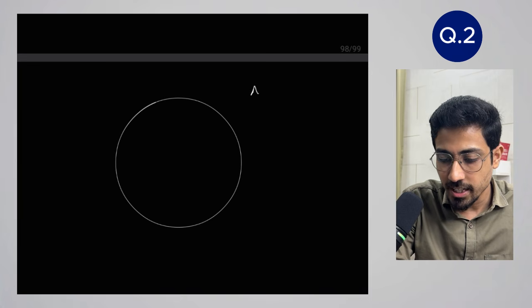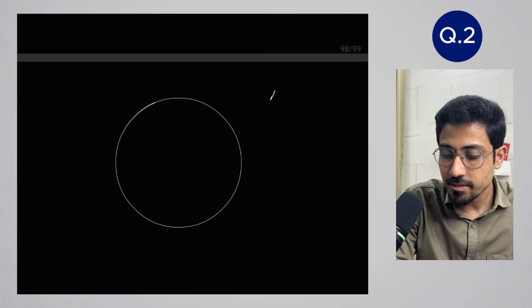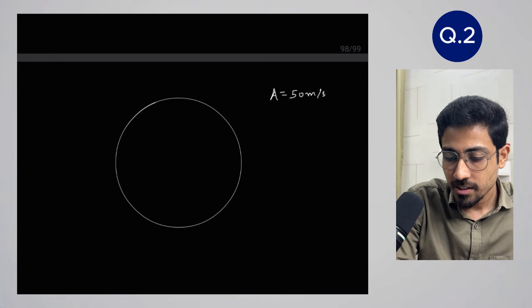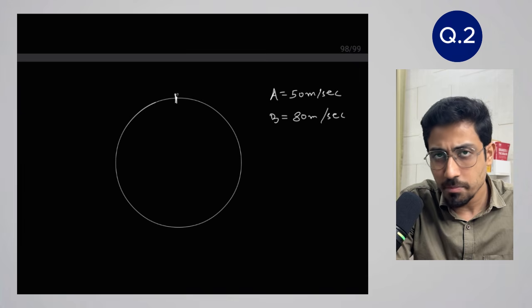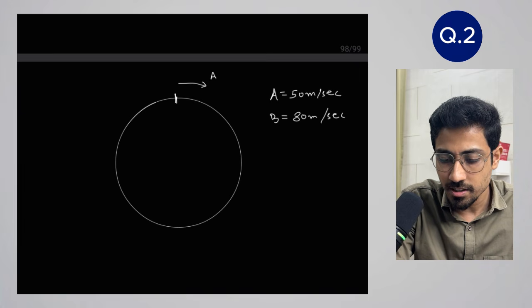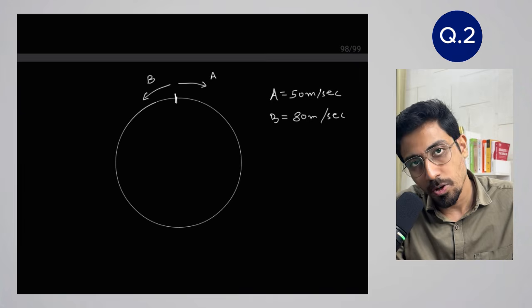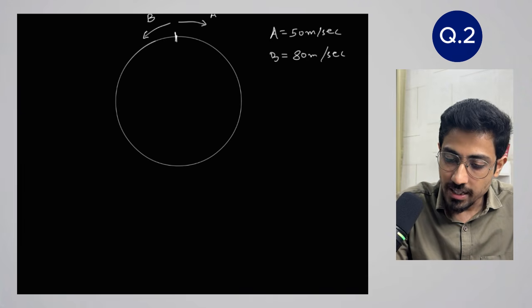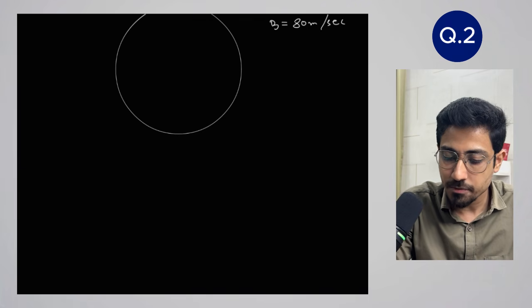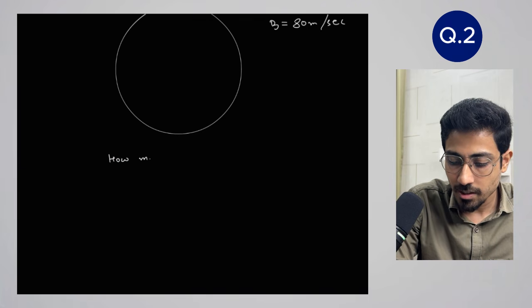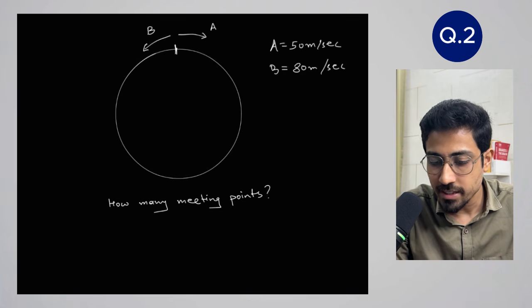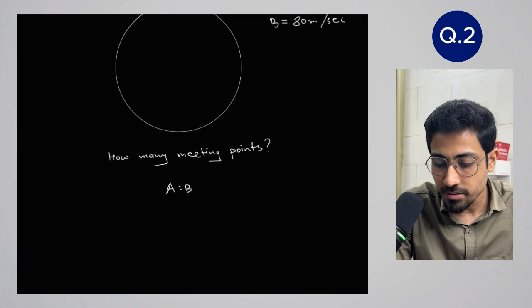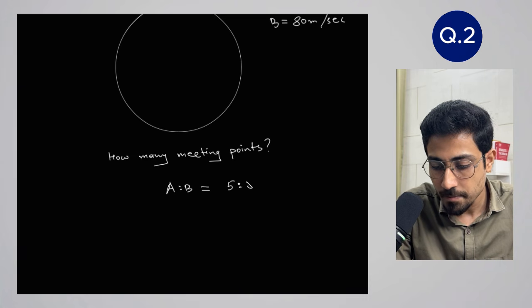Same case: A, B, two racers. A's speed is 50 meters per second and B's speed is 80 meters per second, and they are traveling in opposite direction. It does not matter who is traveling in which direction, but suppose A is here and B is traveling here. So they are traveling in opposite directions this time. Now again, we are repeating the same set of questions: how many meeting points? In this case, what do we have to do? First, the same thing: simplify the speeds to the simplest ratio, which is nothing but 5:8.